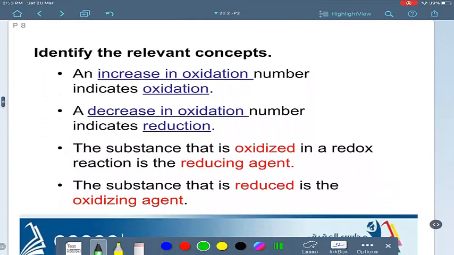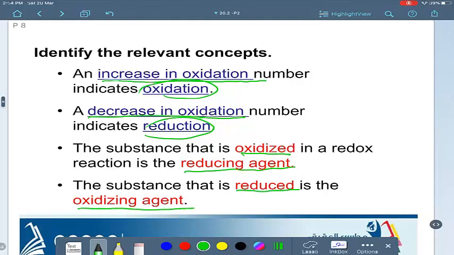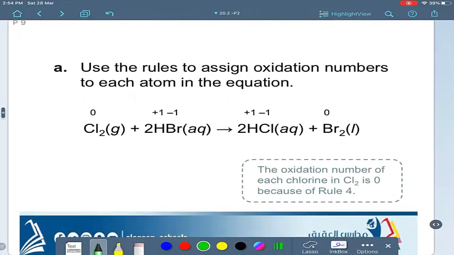First, you have to identify the concepts in your mind. We said that before. The increase in oxidation number means oxidation. The decrease in oxidation number means reduction. The substance that is oxidized in the redox reaction is the reducing agent. The substance that is reduced is the oxidizing agent. Let's answer the question. Chlorine is a molecule, uncombined. You remember the rules. If it's uncombined, it means the overall charge or oxidation number is zero.